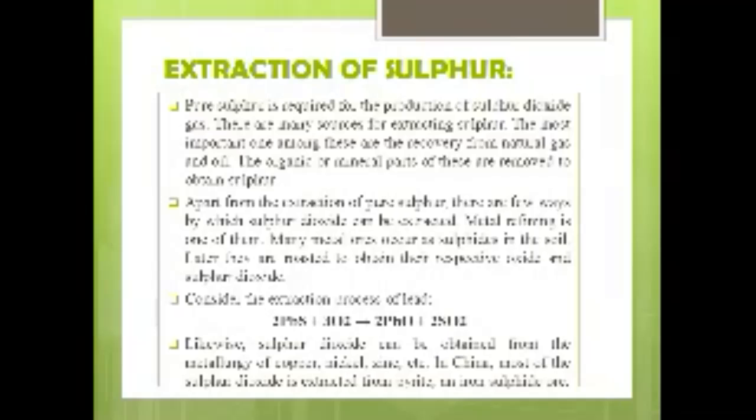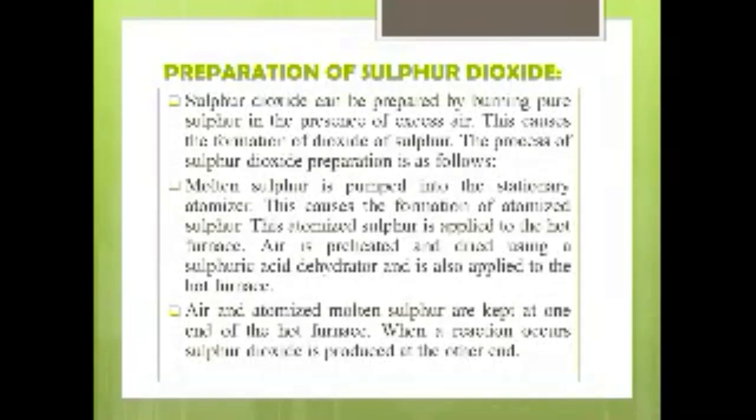In China, most of the sulfur dioxide is extracted from pyrite, which is an iron sulfide ore. The second step is preparation of sulfur dioxide. Sulfur dioxide can be prepared by burning pure sulfur in the presence of excess air. This causes the formation of sulfur dioxide. The process of sulfur dioxide preparation is as follows.